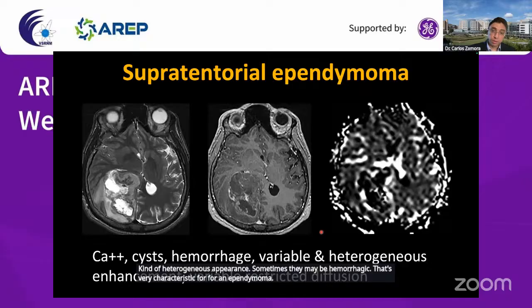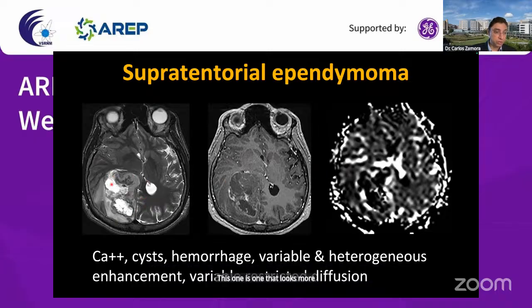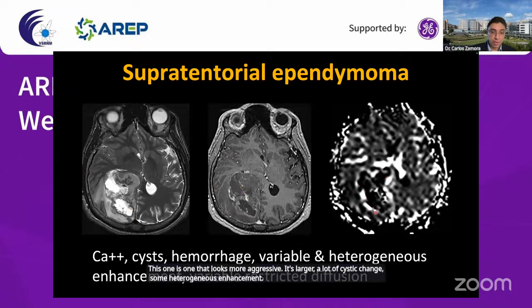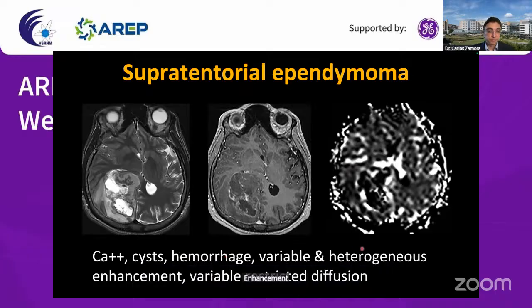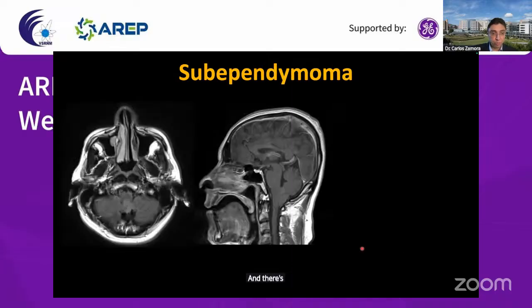Here's one that is supratentorial. Remember that this is a distinct entity, as we mentioned, right? Different molecular alterations. Now, this one is one that looks more aggressive, right? It's larger, a lot of cystic change, some heterogeneous enhancement. There is some areas of increased perfusion, so calcium, cyst formation, hemorrhage, enhancement may be heterogeneous, and restricted diffusion might be variable, right? And there's another type of ependymal tumor, which is the subependymoma.